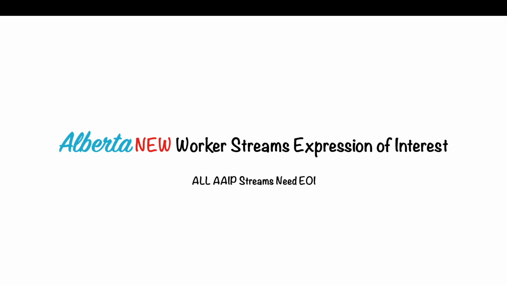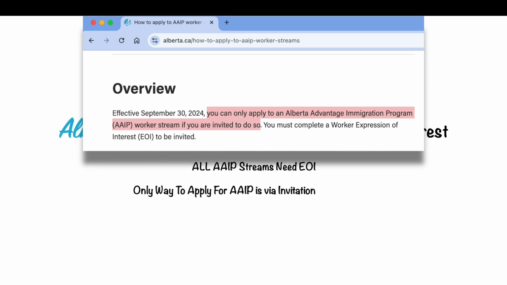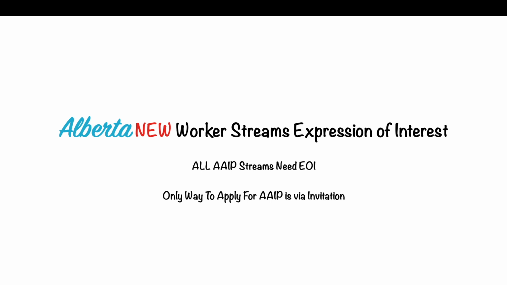Now, after this introduction of the new expression of interest, all Alberta Advantage Immigration Program streams will need an expression of interest. You can only apply via an invitation which will be issued based on your expression of interest. This is applicable for all of the streams, so there is no exception, and that is the reason I am covering this in quite some detail. So right now the only way to apply for PNP is via an invitation, and the only way to get an invitation is via an expression of interest.